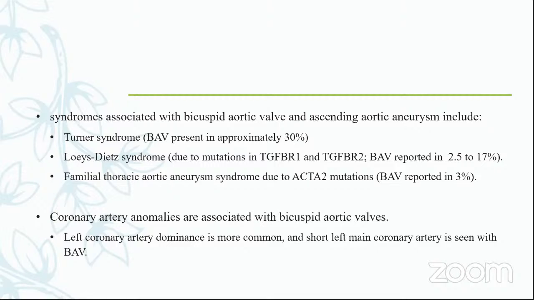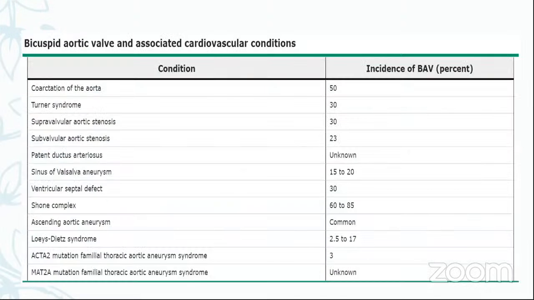Furthermore, coronary artery anomalies are associated with the bicuspid aortic valve. It has been observed that left coronary artery dominance is more common in bicuspid aortic valve patients, and a short left main coronary artery is also seen with bicuspid aortic valve. This table shows some of the cardiovascular conditions that can be associated with the bicuspid aortic valve. As we see, ascending aortic aneurysm is very common, and the shown complex can be present in 60 to 85% of the patients.